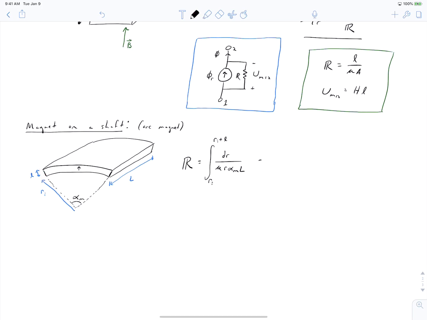And so if we evaluate this integral, we get the following expression, which has a natural logarithm in it because we've got r in the denominator. And we can simplify this expression to give us the following expression.